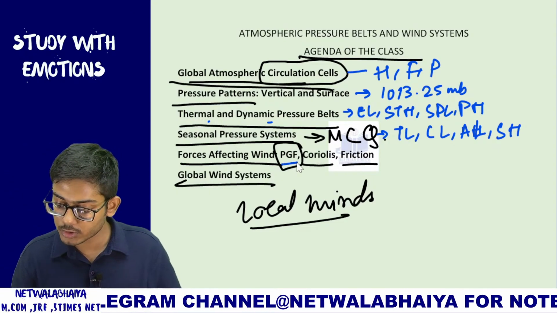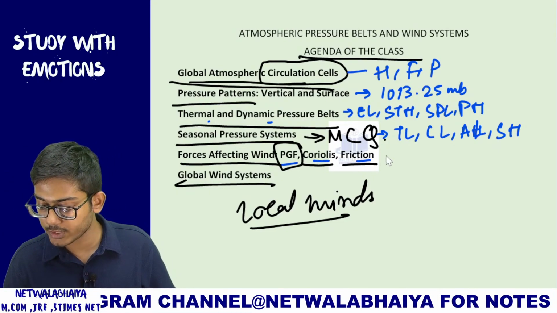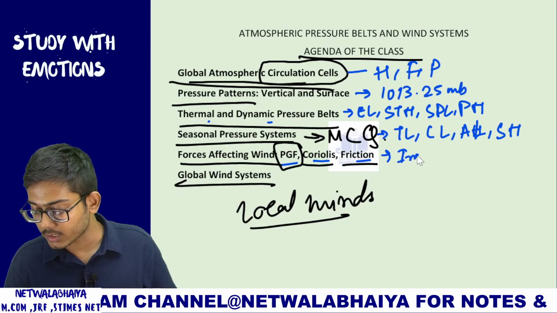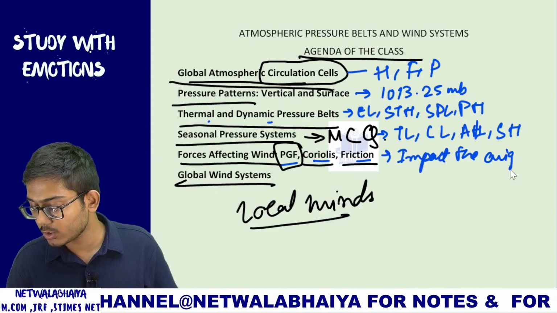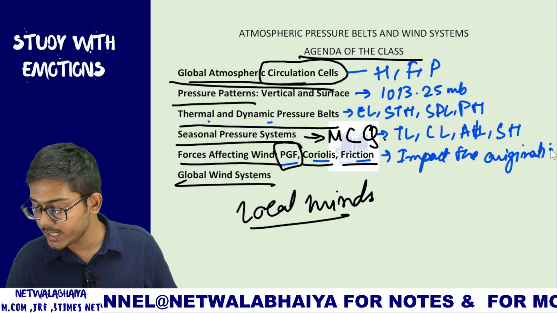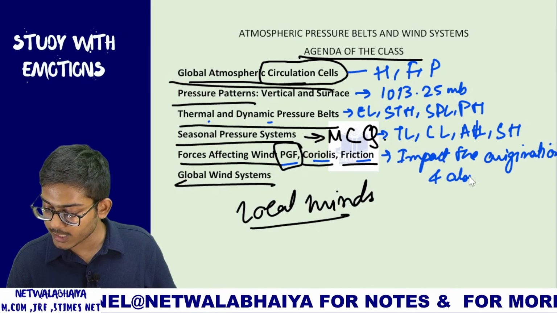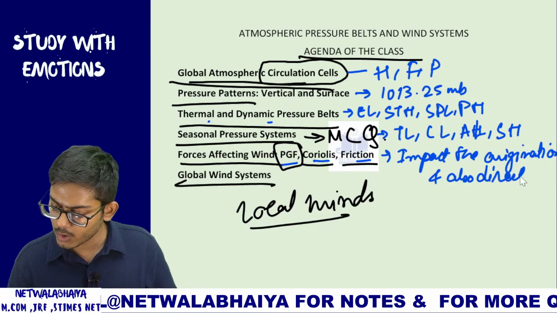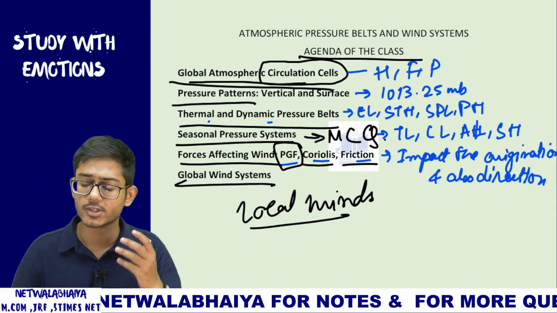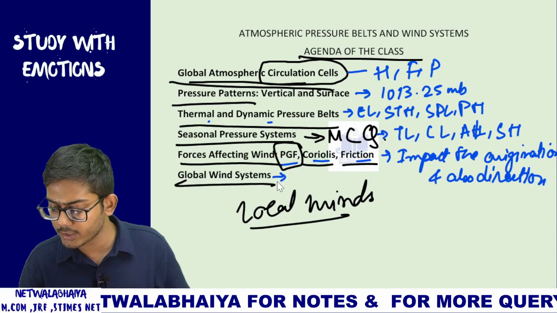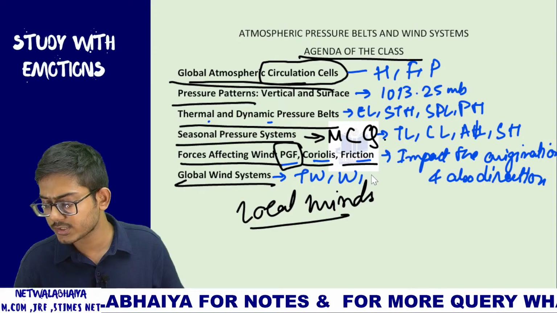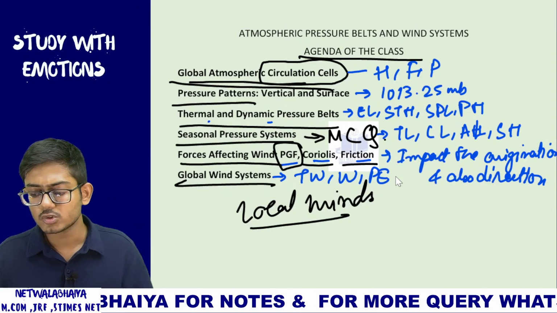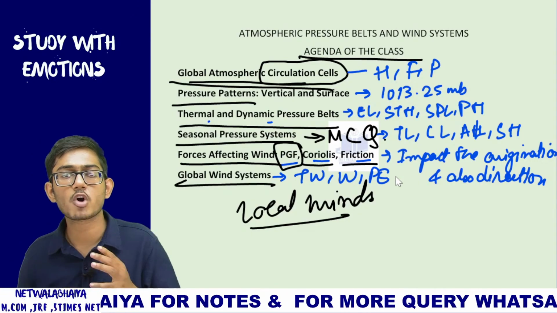Then we also talked about the pressure gradient force, the Coriolis force, and friction, how they impact the origination of a wind and also its direction. And finally the global wind system that includes your trade winds, the westerlies, and the polar easterlies that were there. So all these things have been covered in proper detail.